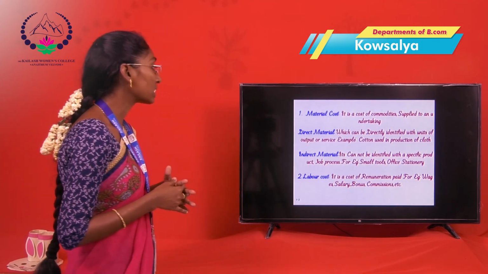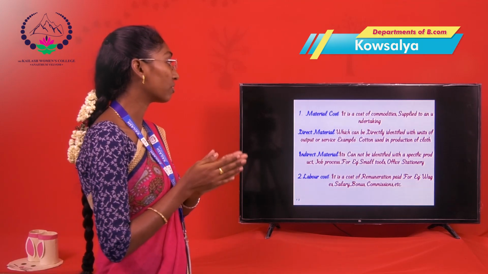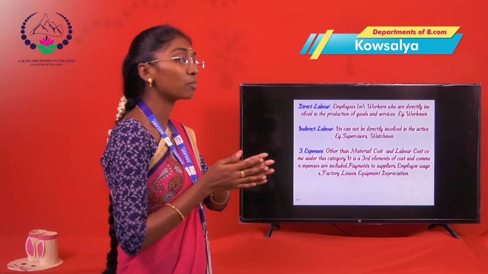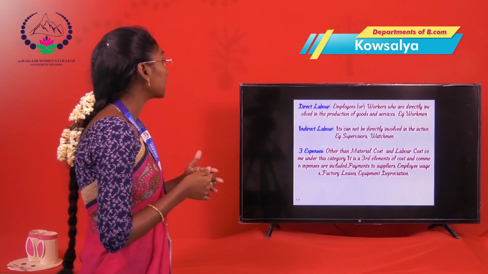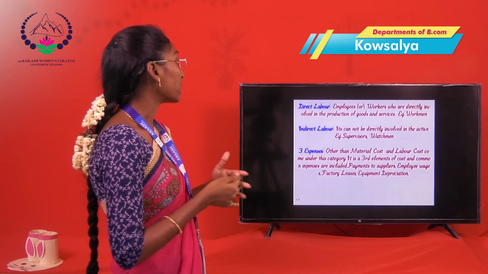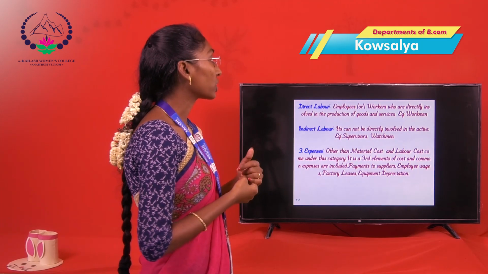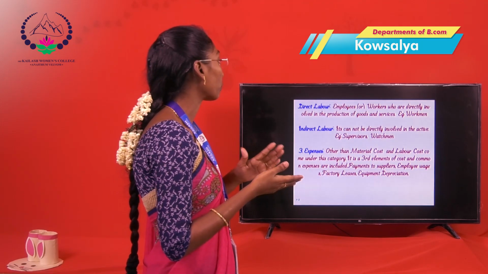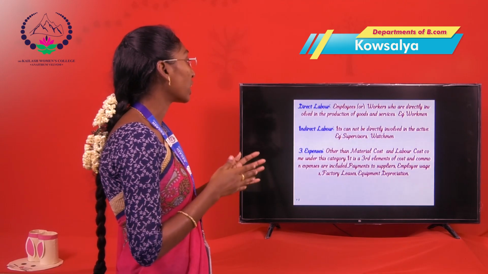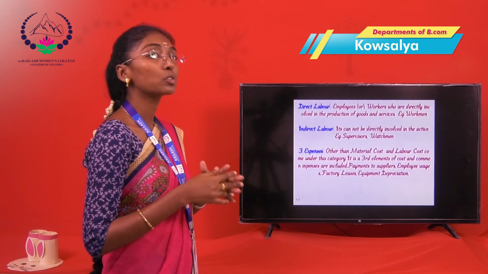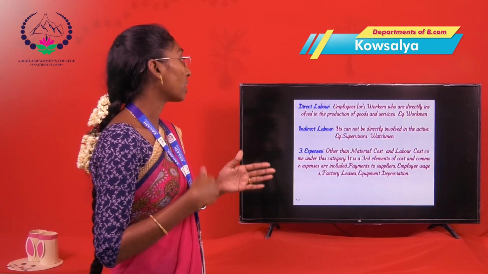Second one is labor cost. It is the cost of remuneration paid, for example, wages, salary, bonus, commission, etc. Next, direct labor. Direct labor means employees or workers who are directly involved in the production of goods and services, for example, workmen. Next one is indirect labor. It is not directly involved in the activities, for example, supervisor or watchmen.